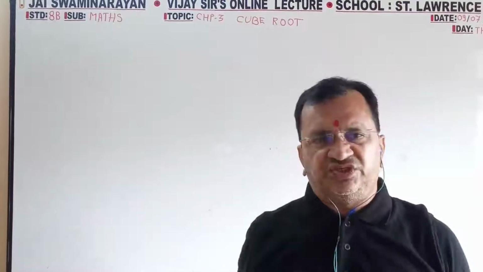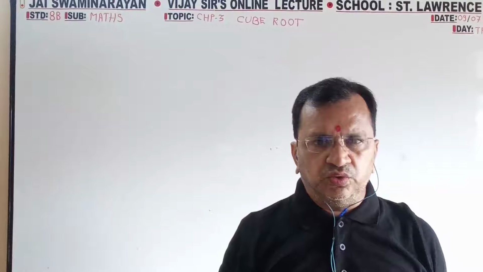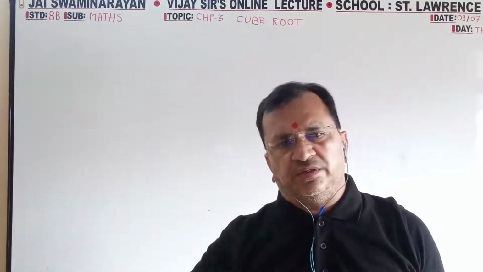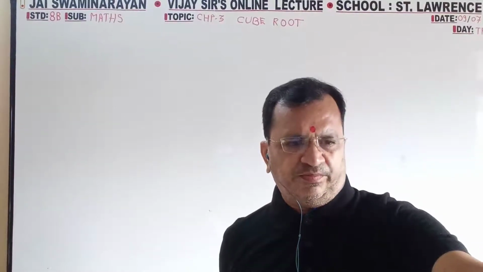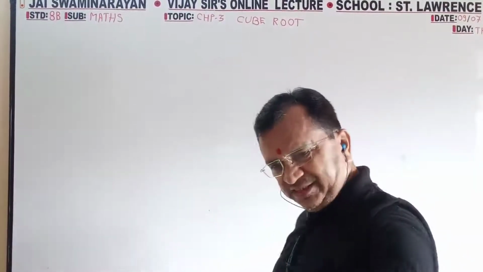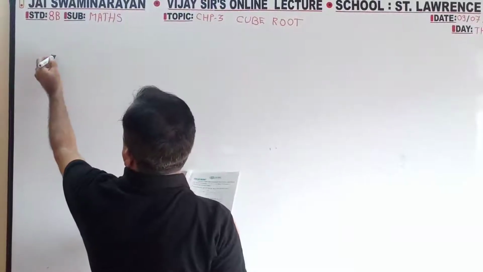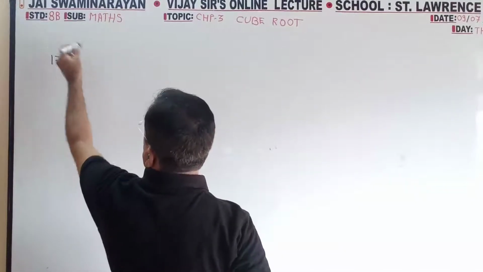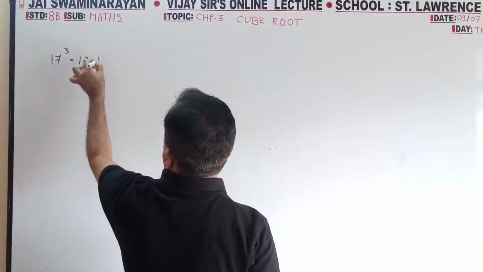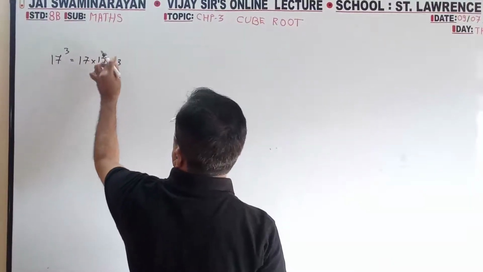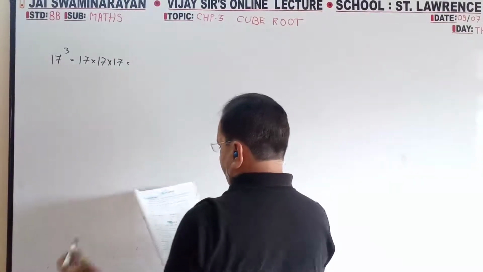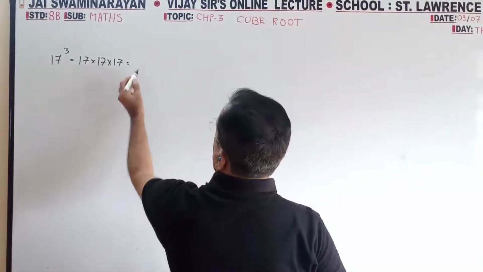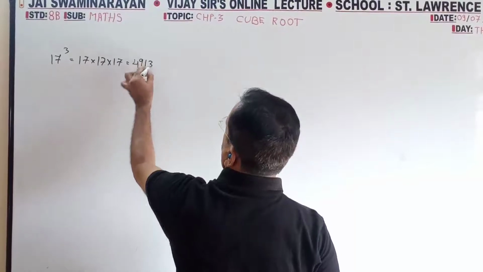Friday, first lecture, 8th A, Maths, chapter number 3, part number 2, cube root and cube. First, we will see cube. For example, 17 cube, 3 power means 3 times. 17 into 17 into 17, if you do it, it will be 4913.